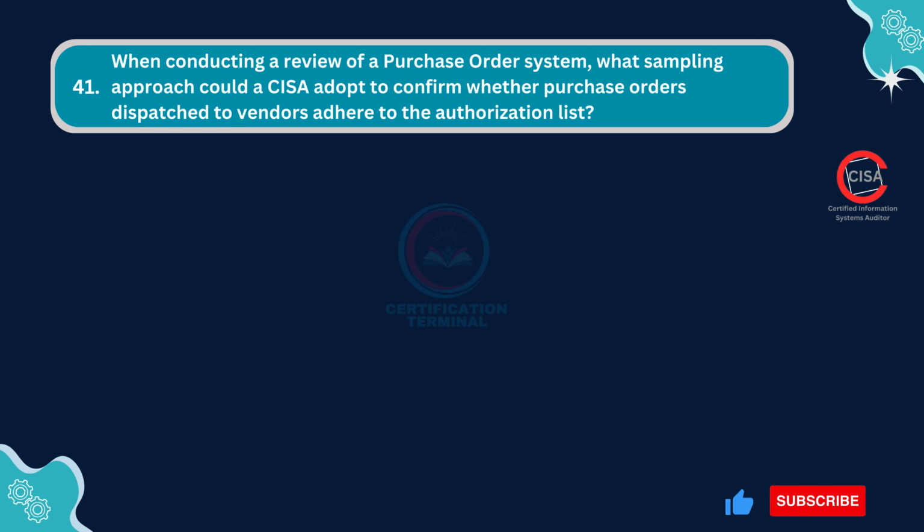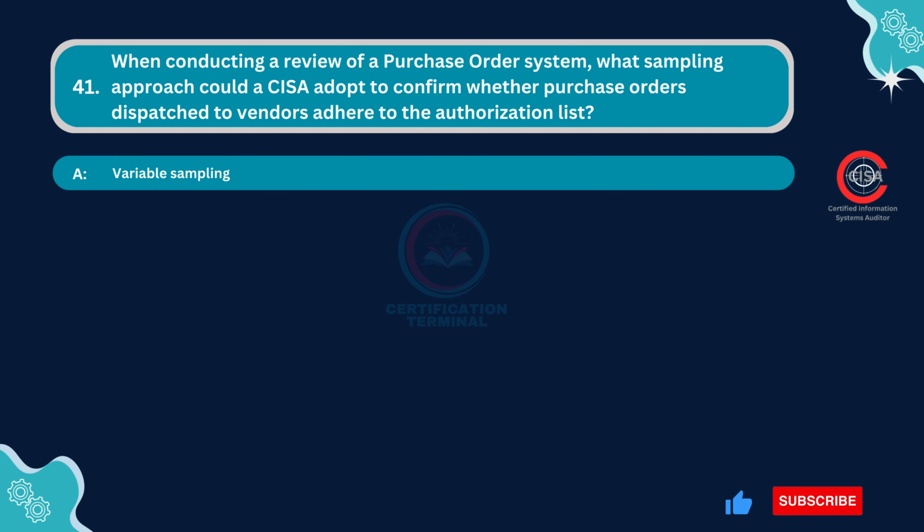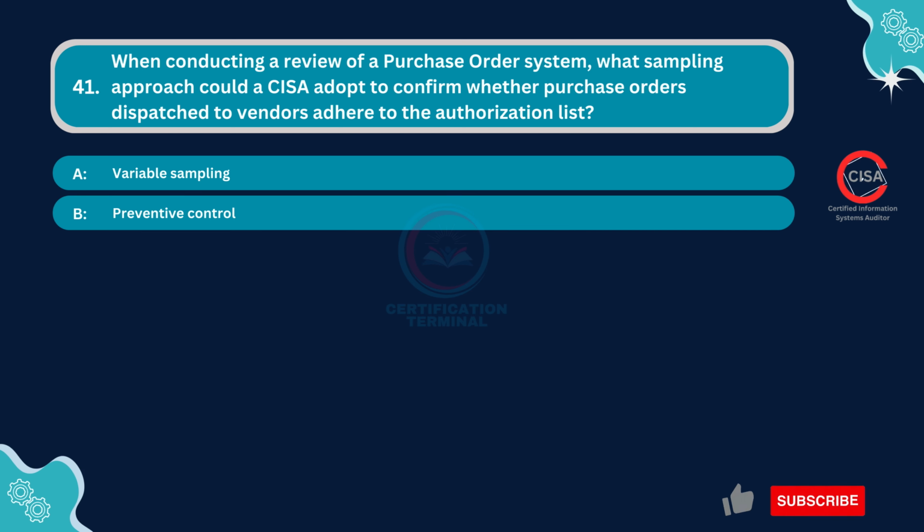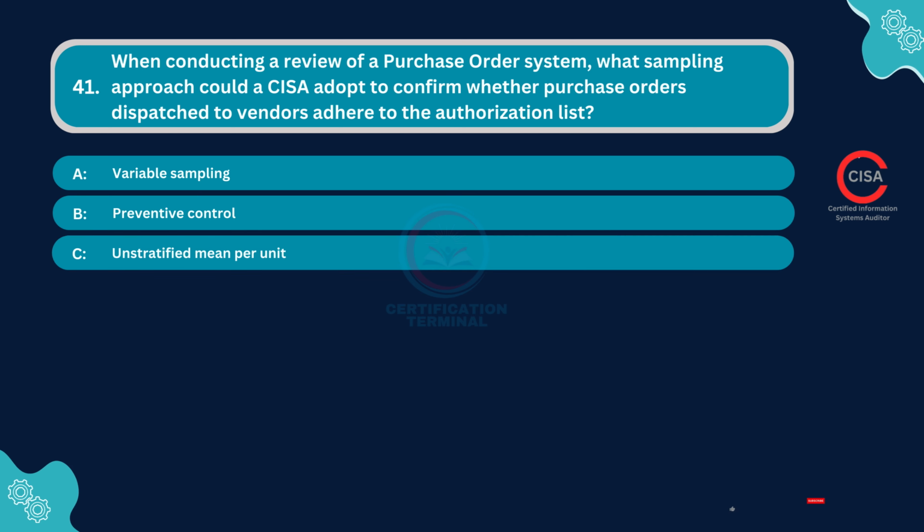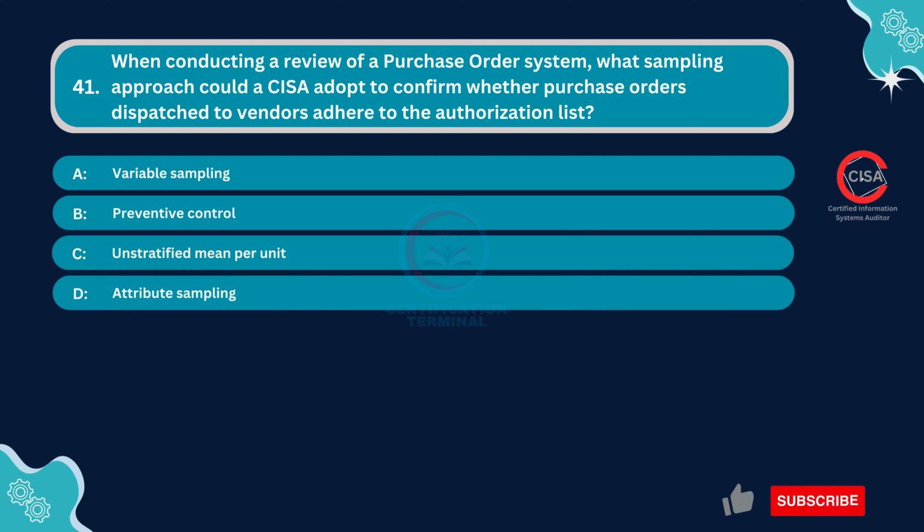Question number 41. When conducting a review of a purchase order system, what sampling approach could a CISA adopt to confirm whether purchase orders dispatched to vendors adhere to the authorization list? Option A, variable sampling. Option B, preventive control. Option C, unstratified mean per unit. Option D, attribute sampling. The correct answer is Option D, attribute sampling.